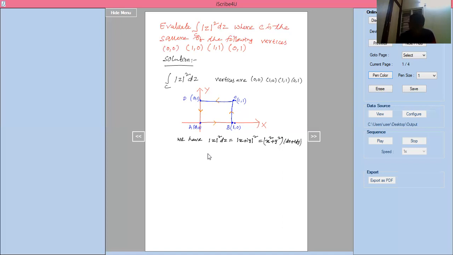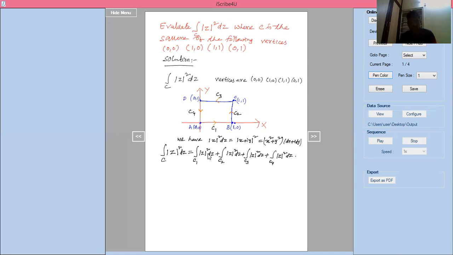Before going to this, first we take the integration over C of modulus of z square into dz. It is nothing but the integration along C1 of modulus of z square into dz, plus along C2, plus along C3, plus along C4. This is C1, this is C2, this is C3, this is C4.